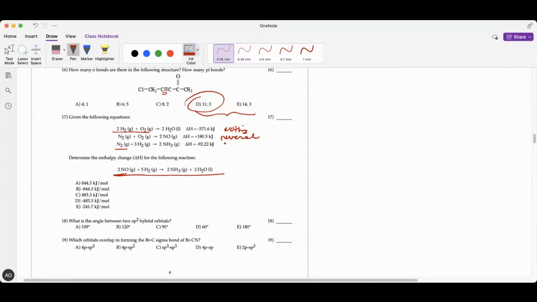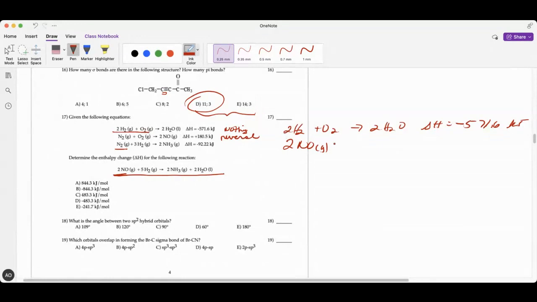No, I don't need to do anything with this one either. So I'm just going to reverse this one. So let's see, we have 2H2 plus O2 gives 2H2O. Delta H is a negative 571.6 kilojoules. These are kind of fun to do. And then we're going to reverse the second one.